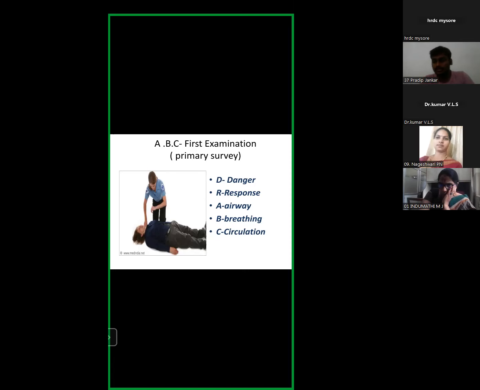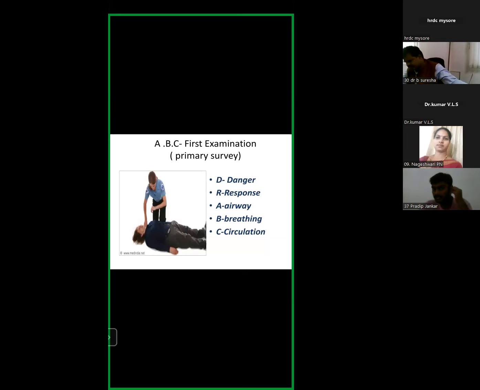If it is a case of fire, and you are trying to help someone who is affected by smoke, who is unconscious, remember you are also in danger because smoke is there. You also may end up with breathing issues. So clear the danger first. Make yourself safe. If you have PPE, use PPE. PPE means personal protective equipment. Then check the response of the person.